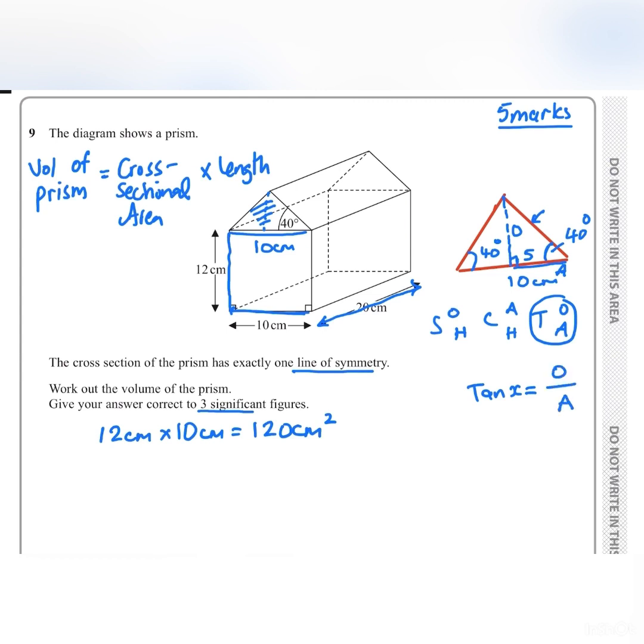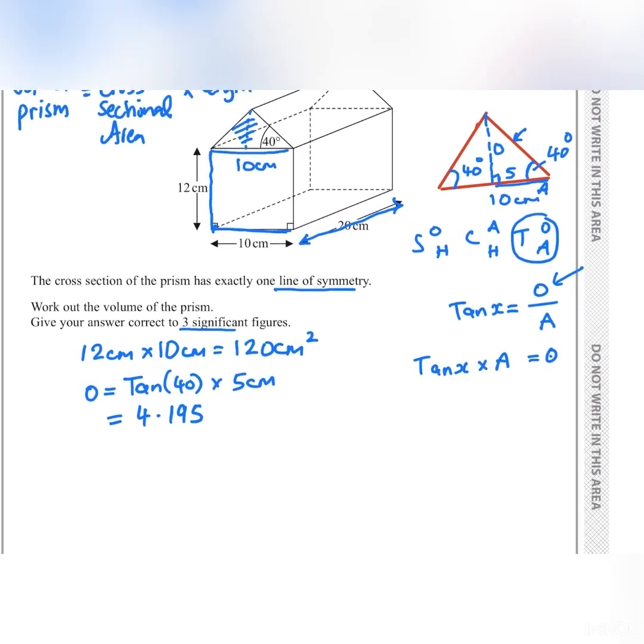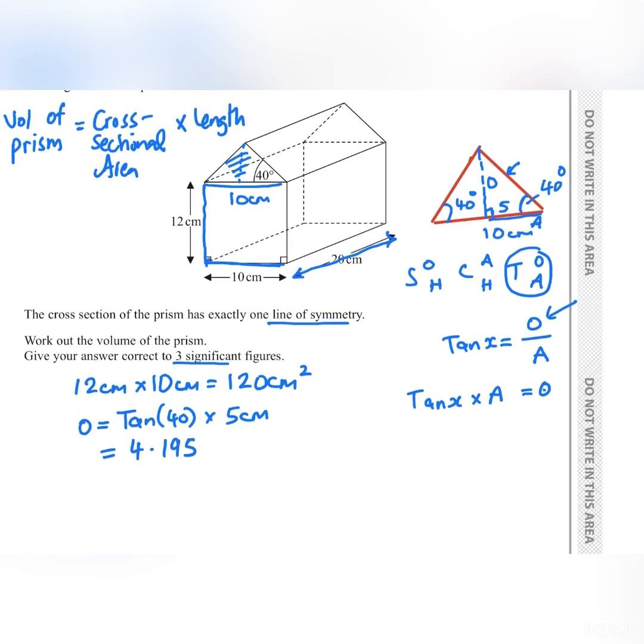And we need the opposite because we're looking for the height of that. So if I rearrange this formula, it is going to be tan of x times by adjacent equals opposite. So I'm just going to put these values in here. So the opposite equals tan of 40 times by adjacent, which is 5 centimeters. Okay, that equals 4.195. Now leave the rest of the numbers in the calculator. So that is the height of that triangle.